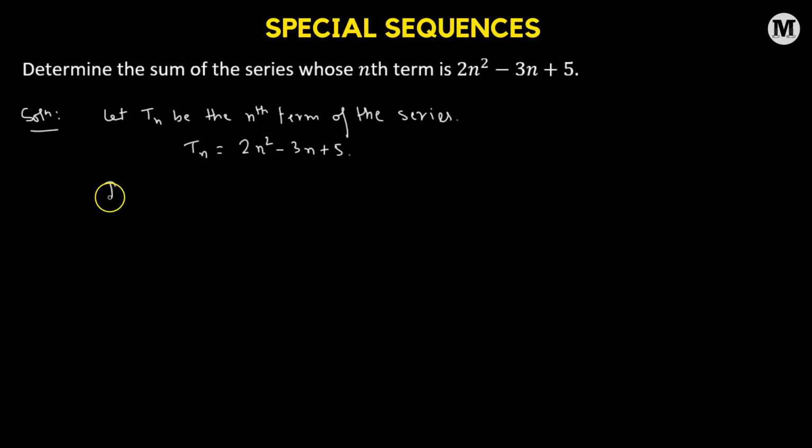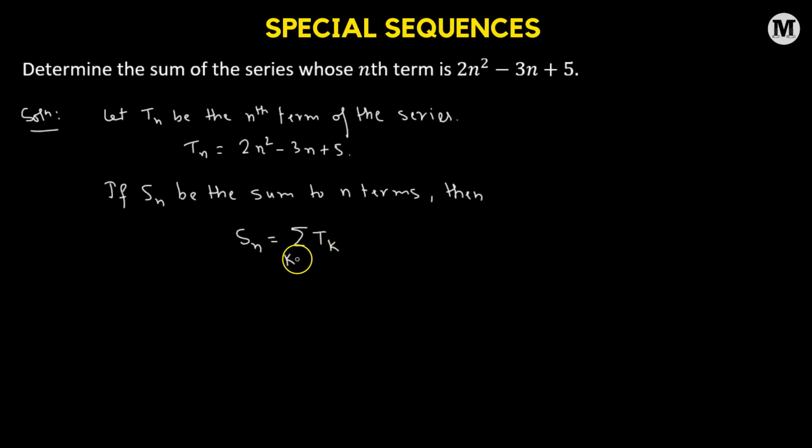So if Sn represents the sum up to n terms, then we can simply represent the sum as the summation of the nth term. However, we'll change the index from n to k, where k runs from 1 to n. That means we have to find the summation of 2k squared minus 3k plus 5, where k goes from 1 to n. Okay, so let's try to find the value of this summation.